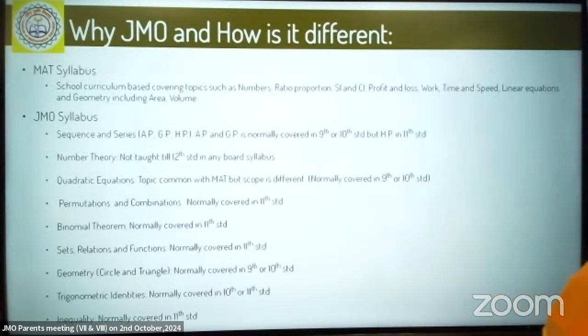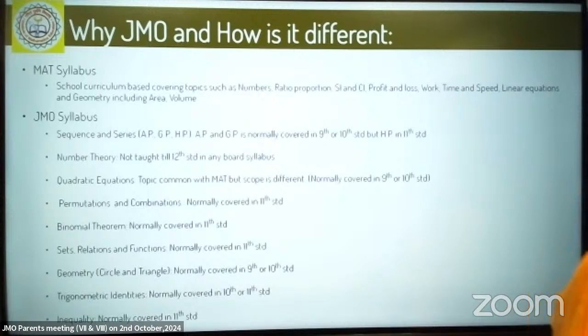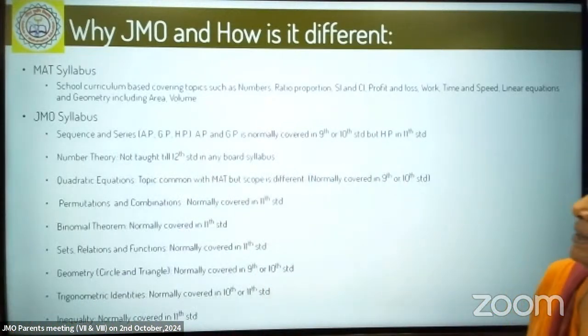Why JMO and how is it different? All of you have given the MAT exam. The MAT exam syllabus is entirely based on curriculum. You will find the curriculum covers numbers, ratio proportion, maybe fractions, simple and compound interest, profit loss, work time speed, and so on. So that was the MAT syllabus.